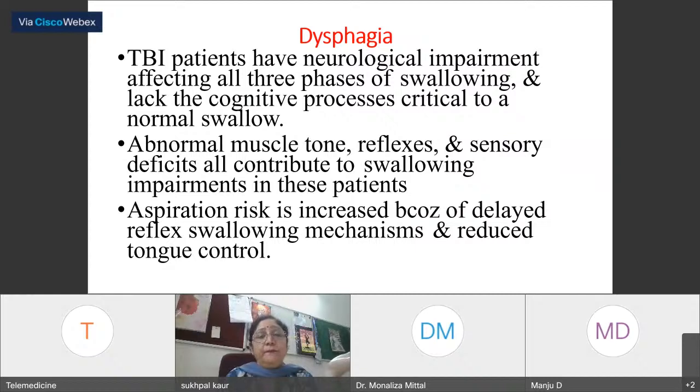Dysphagia is another problem in these patients, because TBI patients have neurological impairments affecting all the phases of swallowing, and lack of cognitive processes critical to a normal swallow. So abnormal muscle tone, reflexes, and sensory deficit all contribute to swallowing impairment in these patients. Because of this, aspiration is the biggest risk for these patients.